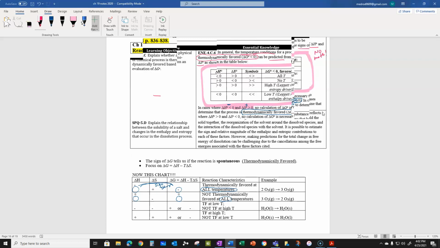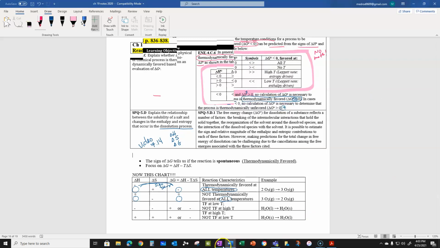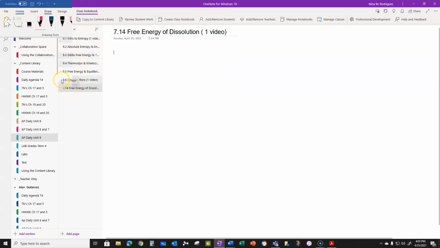Okay, explain the relationship between the solubility of a salt and changes in enthalpy and entropy that occur in the dissolution process. Now, I threw this video in. It was at the very end of Unit 7. You didn't do it then because it has to do with this topic. So what happens to enthalpy and entropy and Gibbs free energy when it has to do with the dissolution process? Okay, so you're going to see this video. It's at the very end of your AP. I was putting it on there. See right there? I put it right there, 9.6. And then you're going to watch the Gibbs free energy for the dissolution.